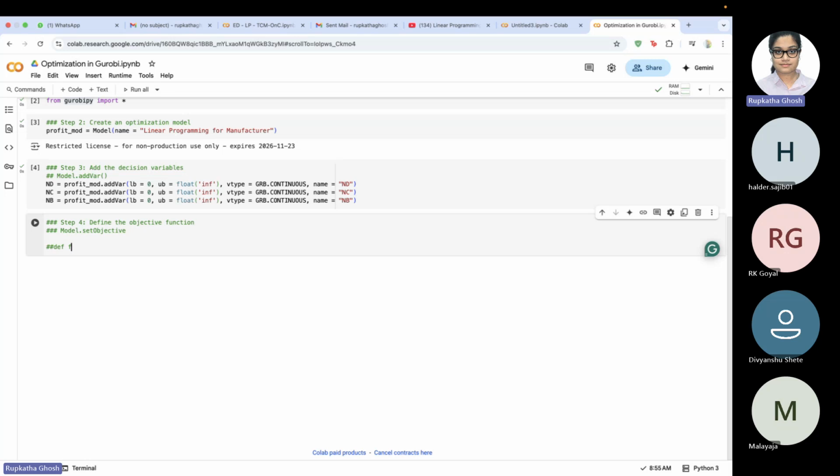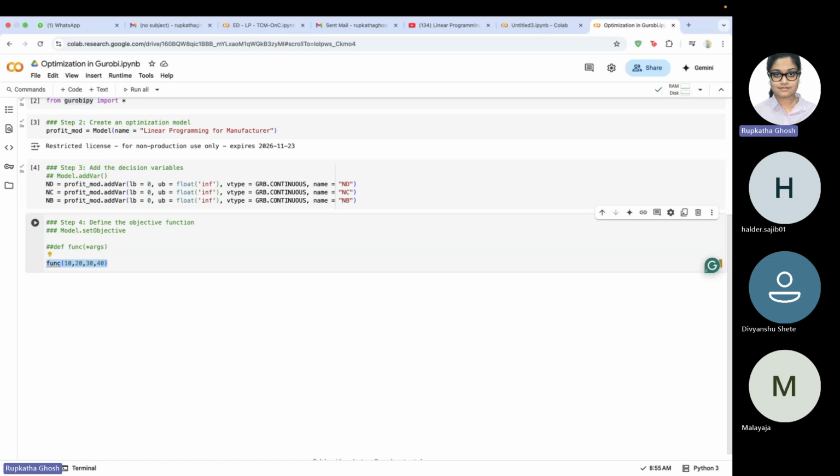Let's say I have defined some function, and in that function I'm specifying that I need two values, x and y, and then I'm adding them, that is x plus y. But what if there are many such values? Then we specify star args, and in this function you can now pass, let's say, 10, 20, 30, 40, anything. It will automatically sum up all these numbers. So you don't need to exactly specify what all you are passing into your function. That is the beauty of star args.